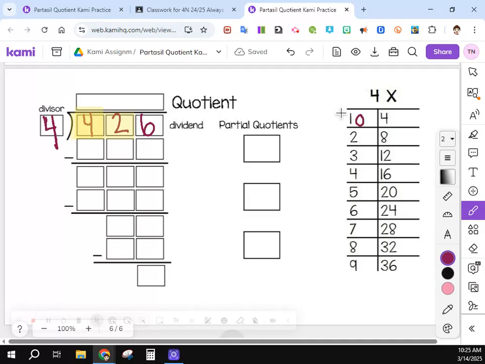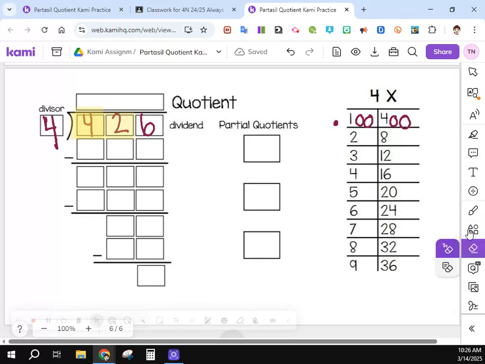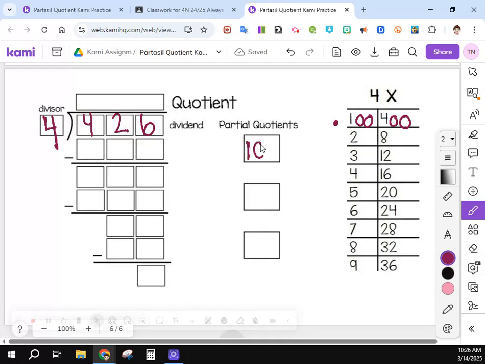2. If we do 4 times 1, that's 4. 4 times 10 is 40. So 4 times 100 will give us 400. We're going to take our 100, place it underneath where it says partial quotient, and then our product, place it underneath the 426, and subtract.